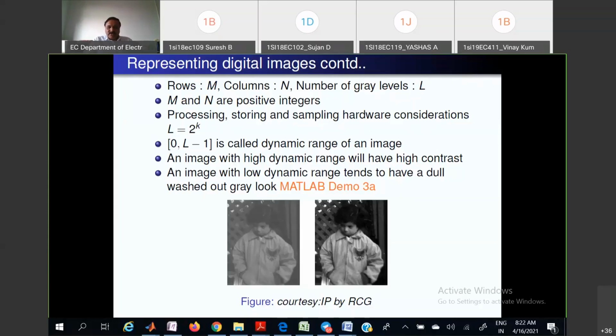What I mean is, you can have any number of gray levels. I can say I will use a 4-bit image or a 5-bit image or a 6-bit image. That means I'll have 2 to the power of 6 gray levels. Of course, I can even have other numbers of gray levels also. Usually, you will take a power of 2 because of hardware considerations.